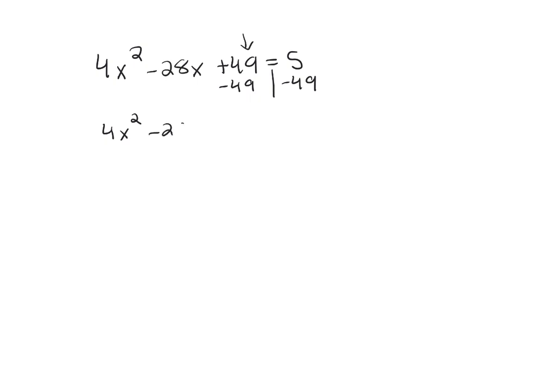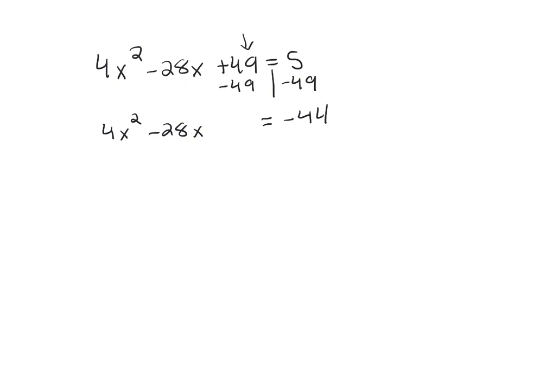Last example, and I'm going to add a couple things in here. This one's going to be a little more challenging. 4x squared minus 28x plus 49 equals 5. First thing is move our constant over. We're going to subtract 49 on both sides. 4x squared minus 28x equals negative 44.